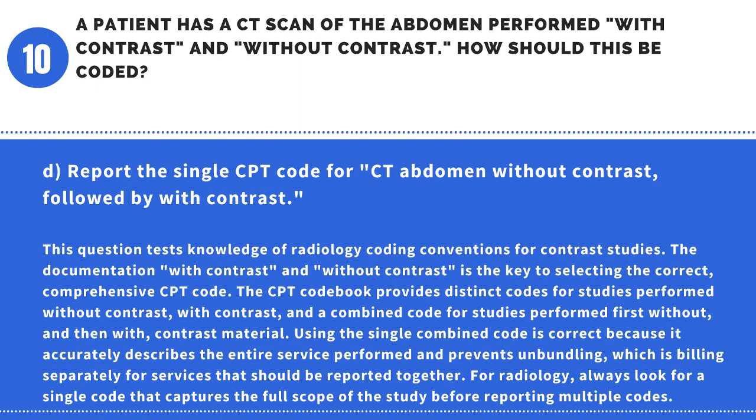Answer: D. Report the single CPT code for CT abdomen without contrast, followed by with contrast. This question tests knowledge of radiology coding conventions for contrast studies. The documentation with contrast and without contrast is the key to selecting the correct, comprehensive CPT code. The CPT codebook provides distinct codes for studies performed without contrast, with contrast, and a combined code for studies performed first without, and then with, contrast material.